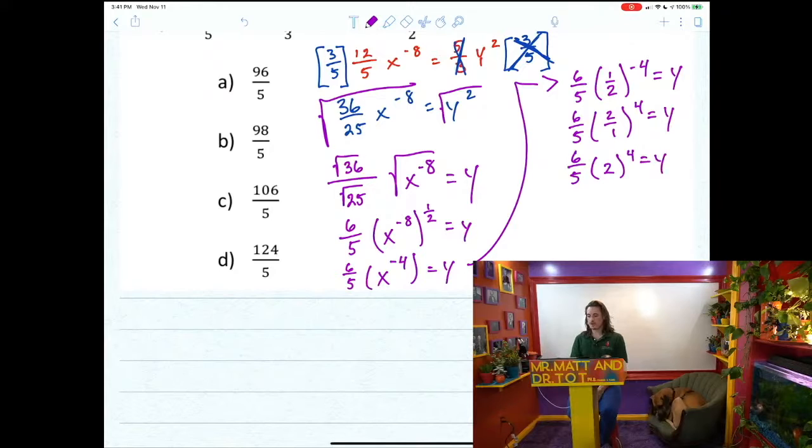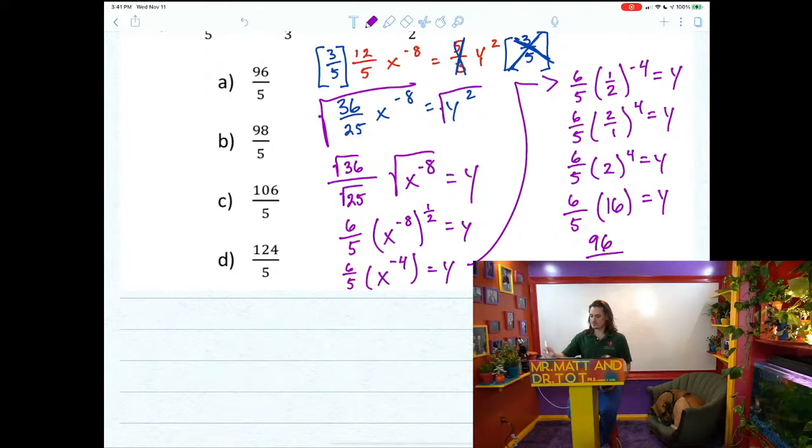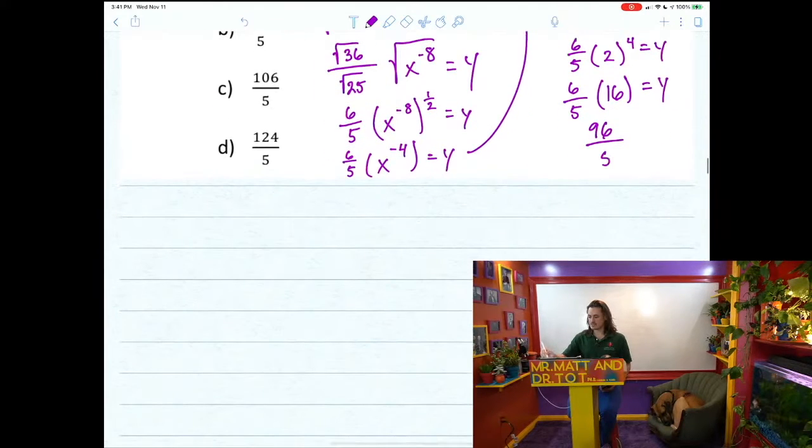2 to the 4th power is 16. So we're going to have 6 over 5 times 16 is equal to y. 16 times 6, that looks like 96 to me, but let's see, 16 times 6, yep. So our answer here is going to be 96 over 5. And that's answer selection A.